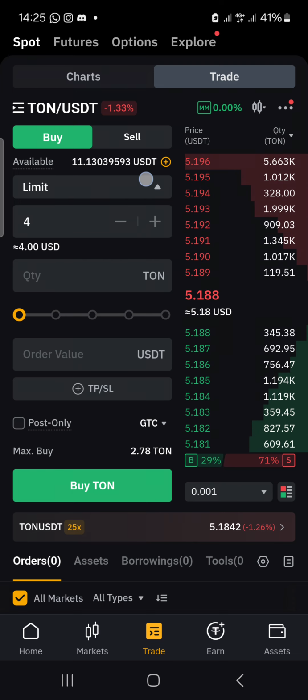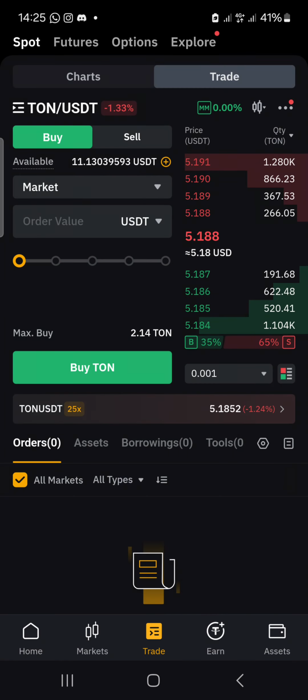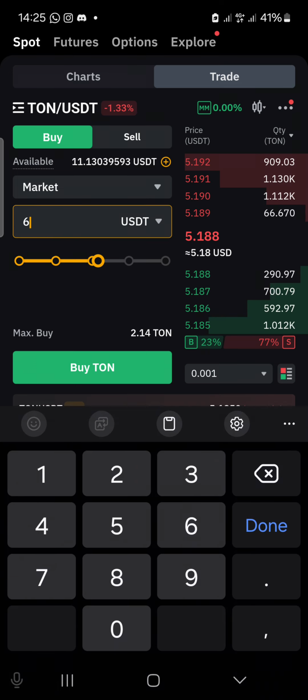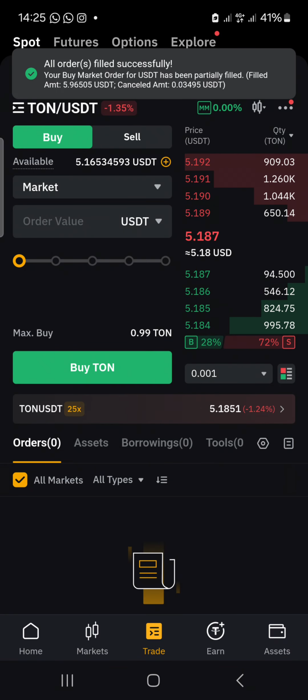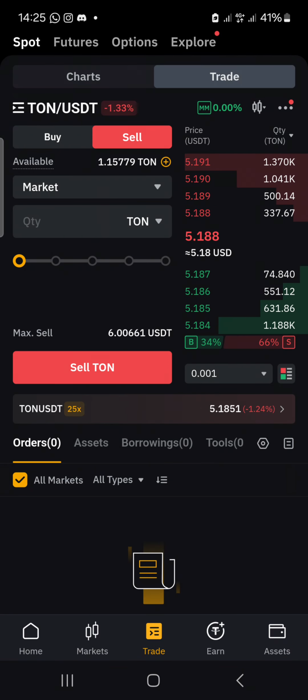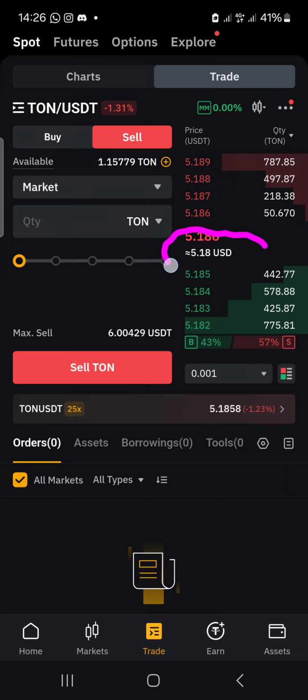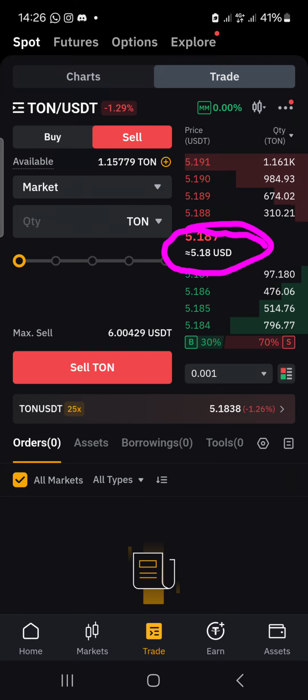Let me switch it back to market because I want to buy instantly. So market inputs how many USDT you want to trade with. Let's say $6. Buy, boom, we bought. So we want to set a sell limit to sell this TON when the market gets to a specific price, and the price must be above the current market price. In the case of buy limit, the price must be below, but in sell limit, the price must be above the current market price.